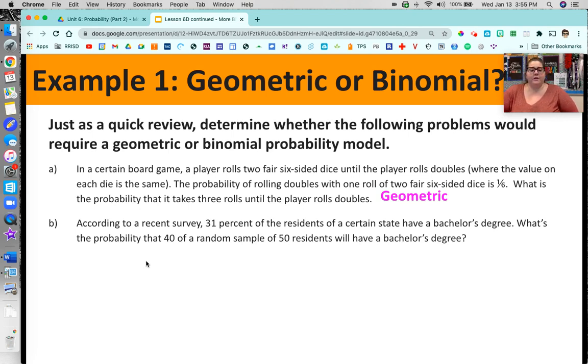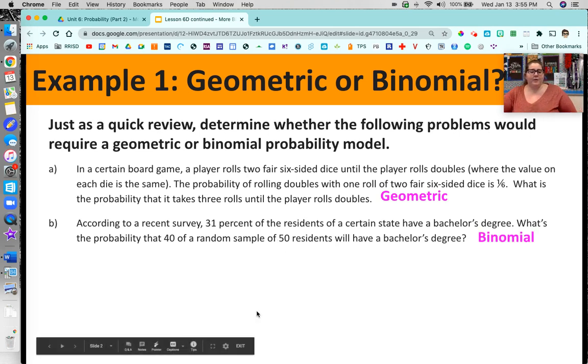B, according to a recent survey, 31% of residents of a certain state have a bachelor's degree. What is the probability that 40 of a random sample of 50 will have a bachelor's? So in this one, we have a specific sample size or trial size, which is 50, and we want to know the probability that a certain specific number of them will have success, which in this case, success is defined as having a bachelor's degree. So this would be a binomial.